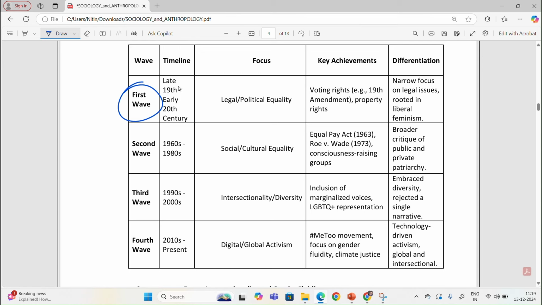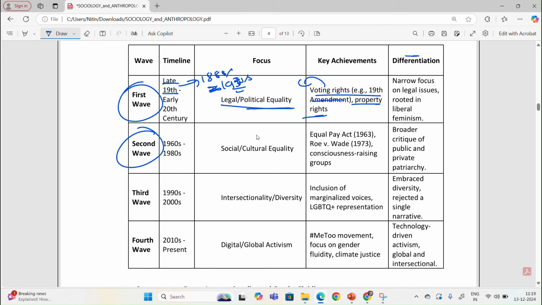So this is the first wave of feminism, late 19th to early 20th century. Typically this will be 1880s to, sorry, 1910s, somewhere around that. So legal and political equality in the 1930s actually, yeah, because most of the suffrage rights were won post World War One. So voting rights, for example, the 19th Amendment, women got the right to vote, women got property rights. You can read the differentiation on your own.